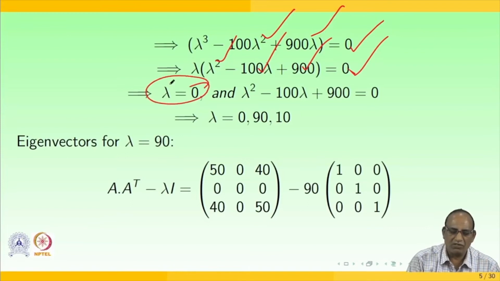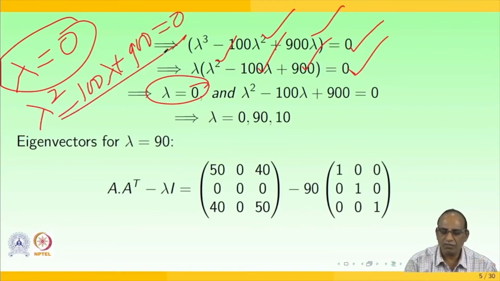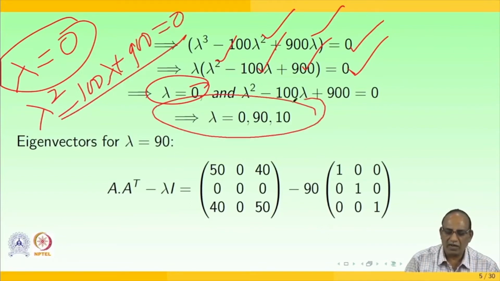So lambda is equal to 0, and lambda square minus 100 lambda plus 900 is equal to 0. So you get lambda is equal to 0, 90 and 10.